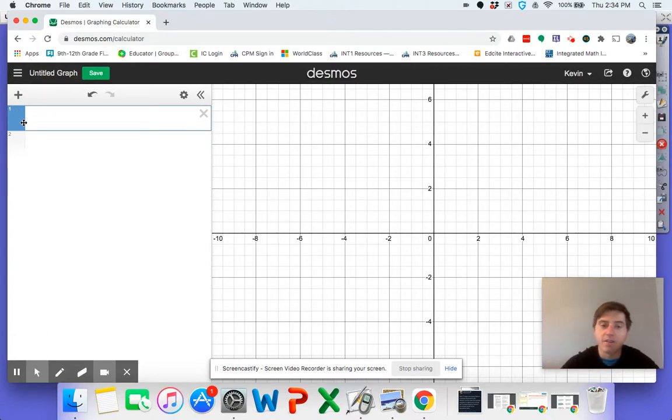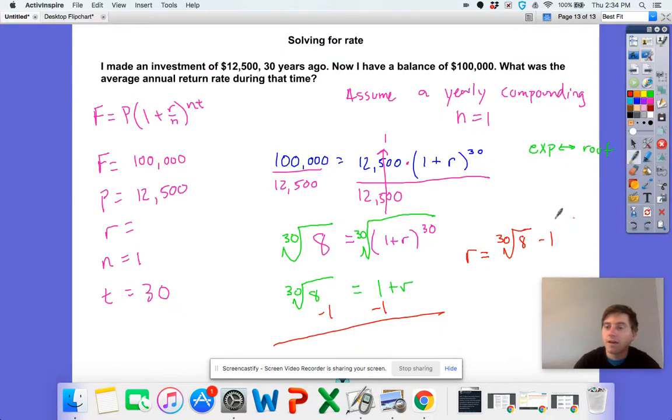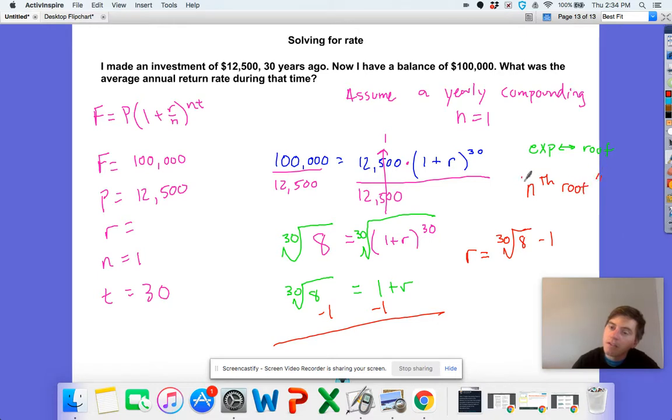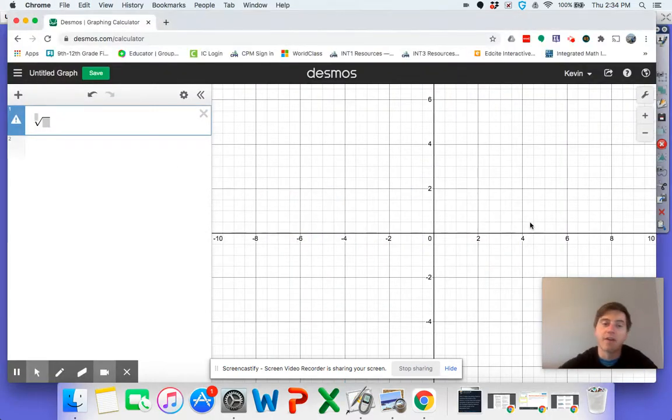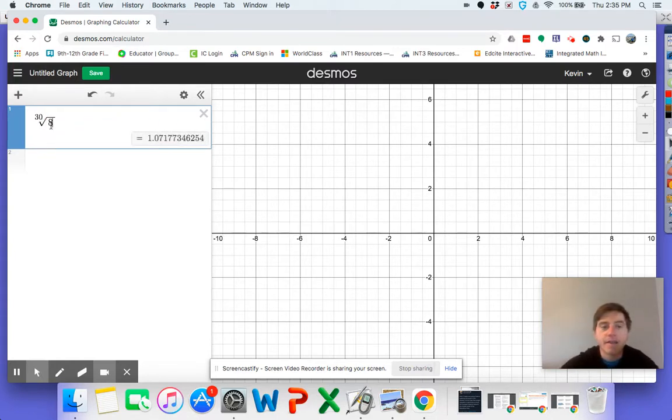Let me show you how to put that in a calculator. You have to type nth root, and it'll give you the nth root. You have to type that out: nth root. The n is just a placeholder for the number. So some root, in this case, it'll be the 30th root. You type out nth root, and you see it gives you a little spot up here, and that's where I can put 30, and then 8.